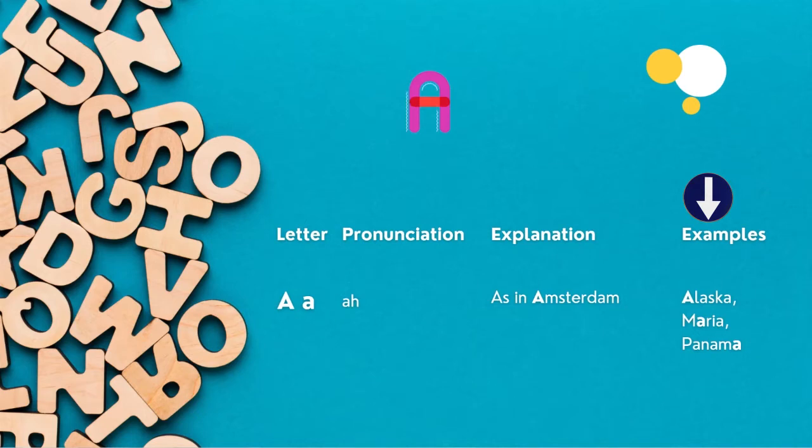The first letter, as I mentioned, is the A. In Dutch we say it differently than in English. The explanation is that it sounds the same as in Amsterdam. So the A sound in English is different in Dutch, as in Amsterdam. Let's look at some examples: Alaska, Maria, and Panama. So that is the A. Can you repeat after me? A. Okay, good, well done.